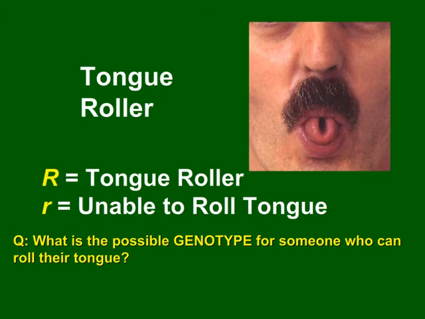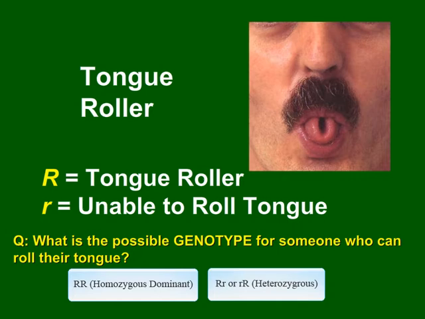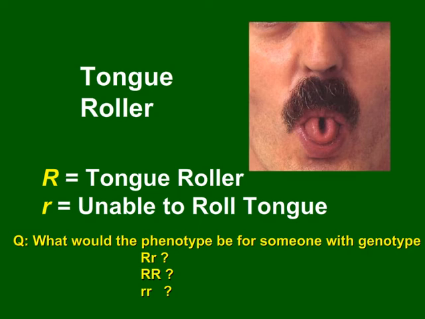And so if this person's able to roll their tongue, they're either big R, big R, or big R, little r. So they're either homozygous dominant or heterozygous. Both of these individuals would be able to roll their tongue just the same. So what this tells us is that if we know somebody's phenotype, we should be able to predict their genotype. If they're a tongue roller, they're either big R, big R, or big R, little r. Now let's ask the question, what will these genotypes below look like? Well, if we have somebody that's big R, little r, we already said that they would be a tongue roller, as would somebody with big R, big R. They would be a tongue roller too, because they're homozygous dominant.